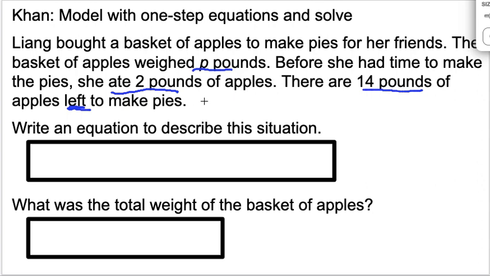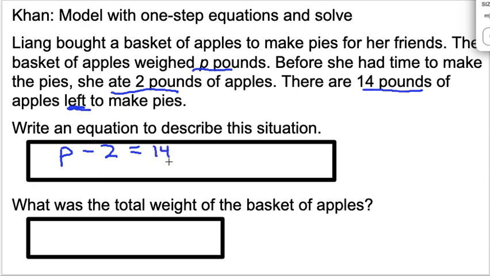So if we think about this, P is what we started with. And then if they ate 2, that's taking it away. So if we have P, we're going to take away 2, and that's going to be a lowercase p because that's what my variable was up here. P minus 2, that's what we took away. And then what they had left, so that equals 14.